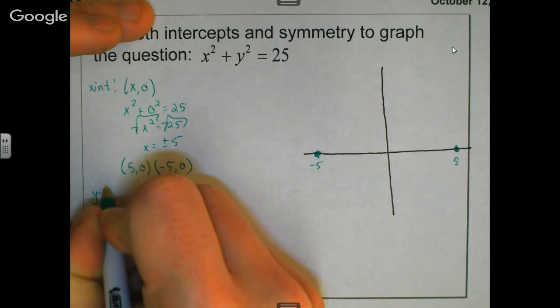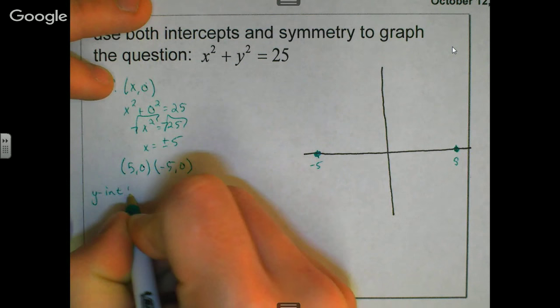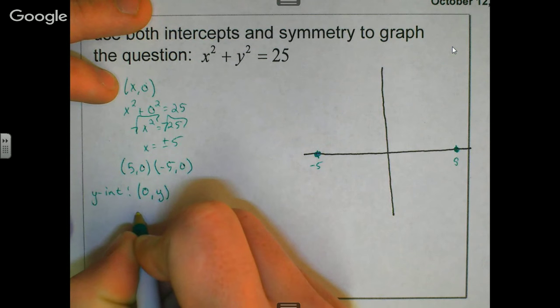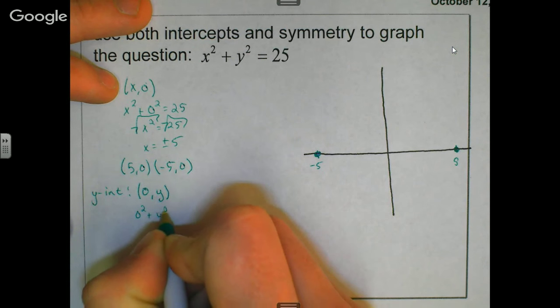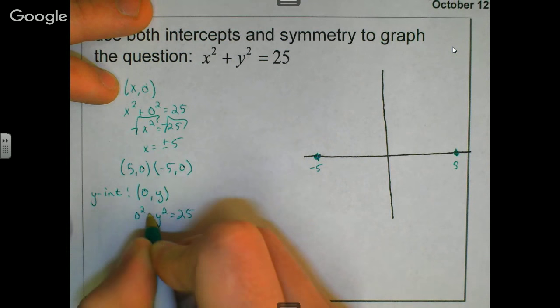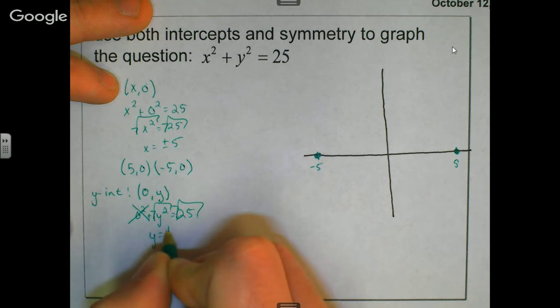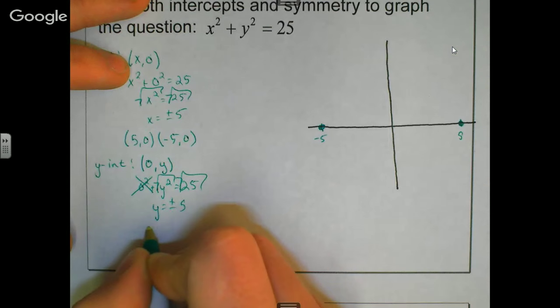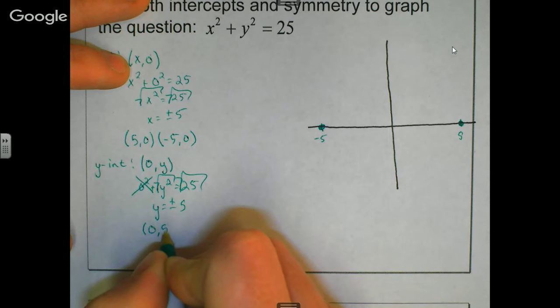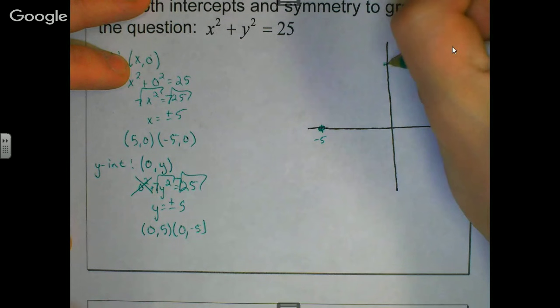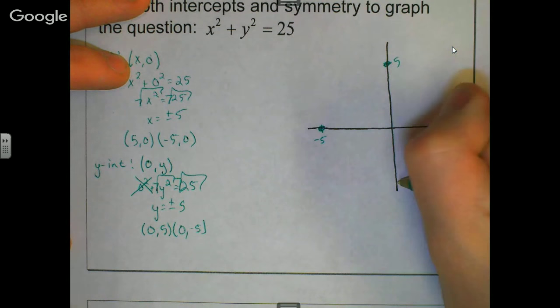Y-intercept, that's 0 comma y. So that would be 0 squared plus y squared equals 25. So that's nothing. Square root, y equals plus minus 5. So you have 0 comma 5, 0 comma minus 5. So there's 5 and there's minus 5.